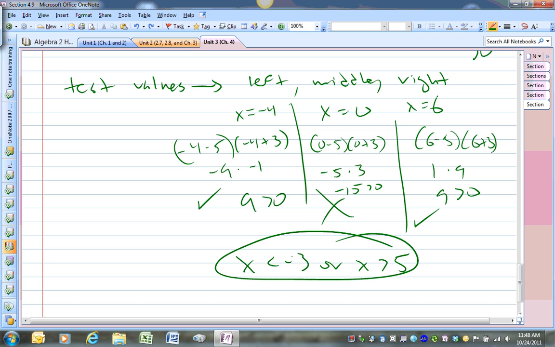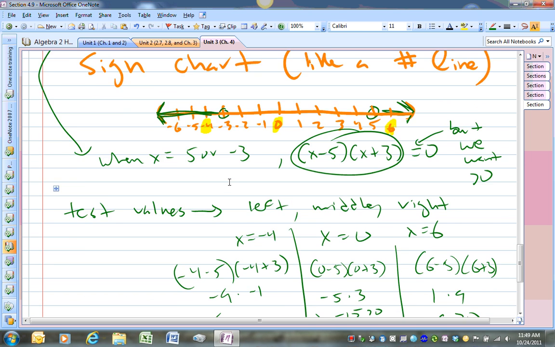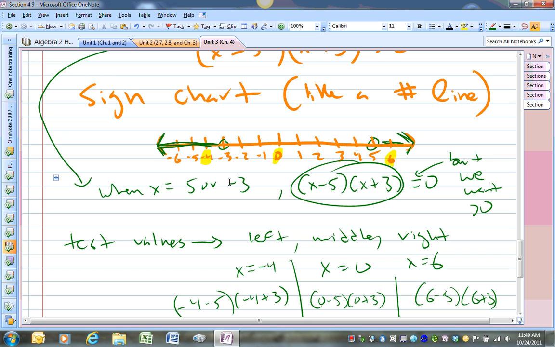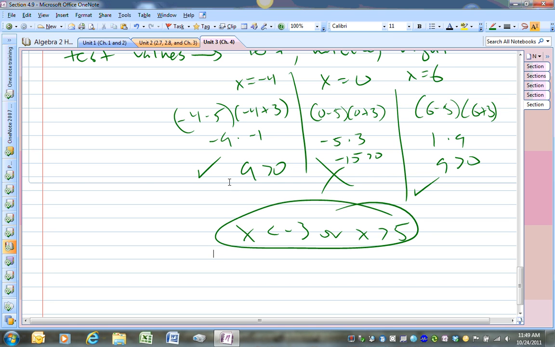We will explore this in more detail when we meet in class during block number 1, and I'll also show you how you can do this in the graphing calculator as well. So x less than negative 3, x greater than 5 will be the answer for this problem. So that's called using a sign chart, where you find the zeros, plot them, and then determine whether the left, middle, or right, or sometimes a combination of those, will get you the correct answer. Alright, we're all done for today, and I'll see you guys next time in class.